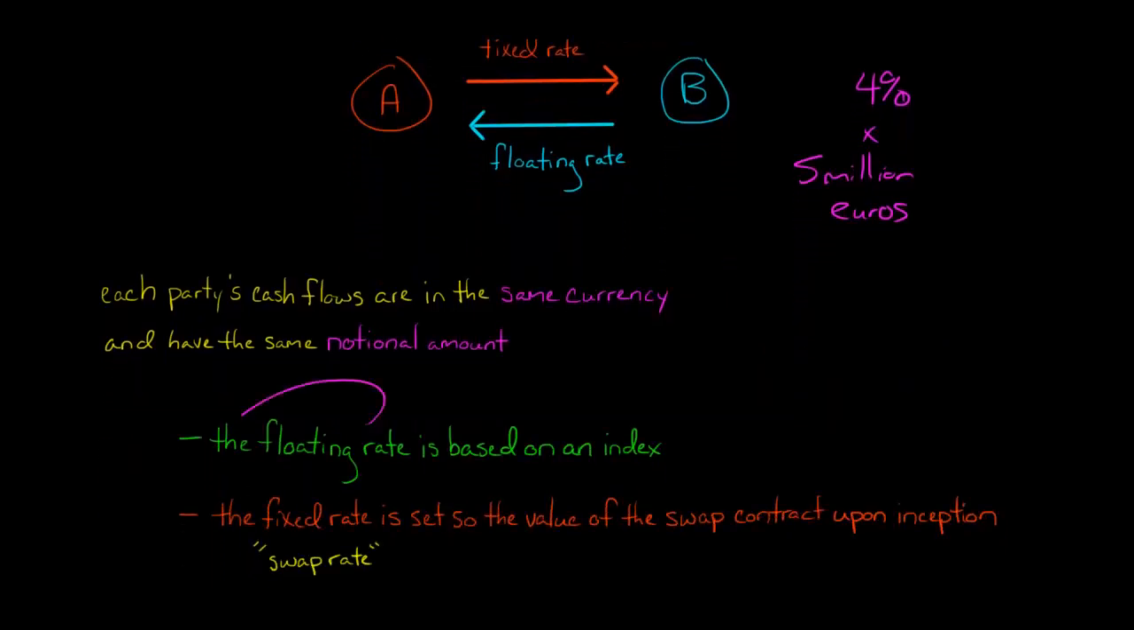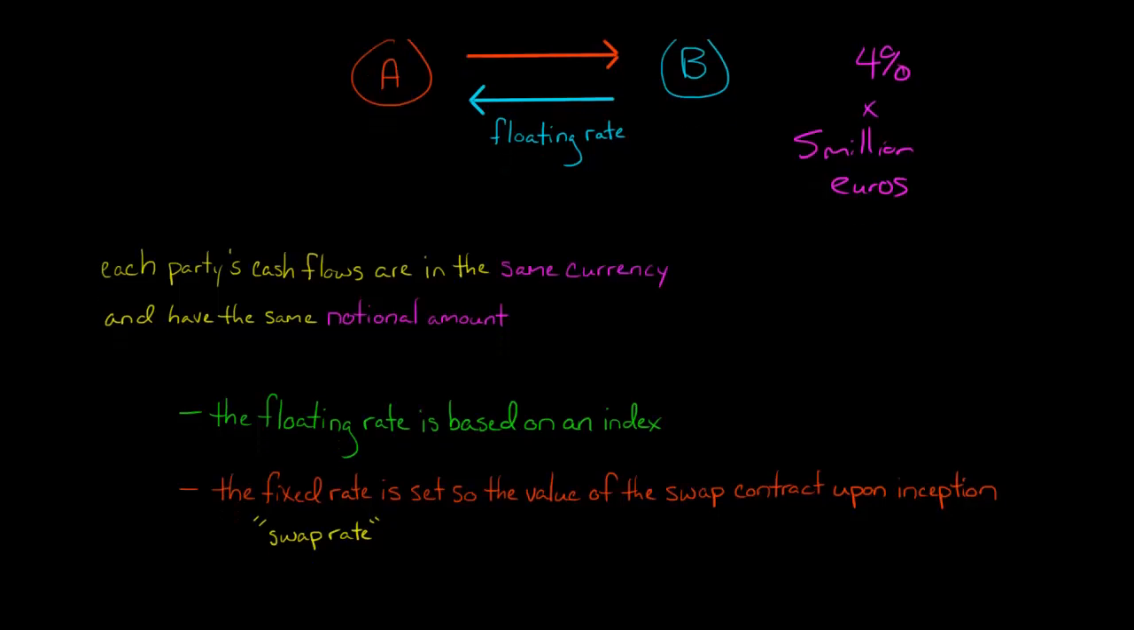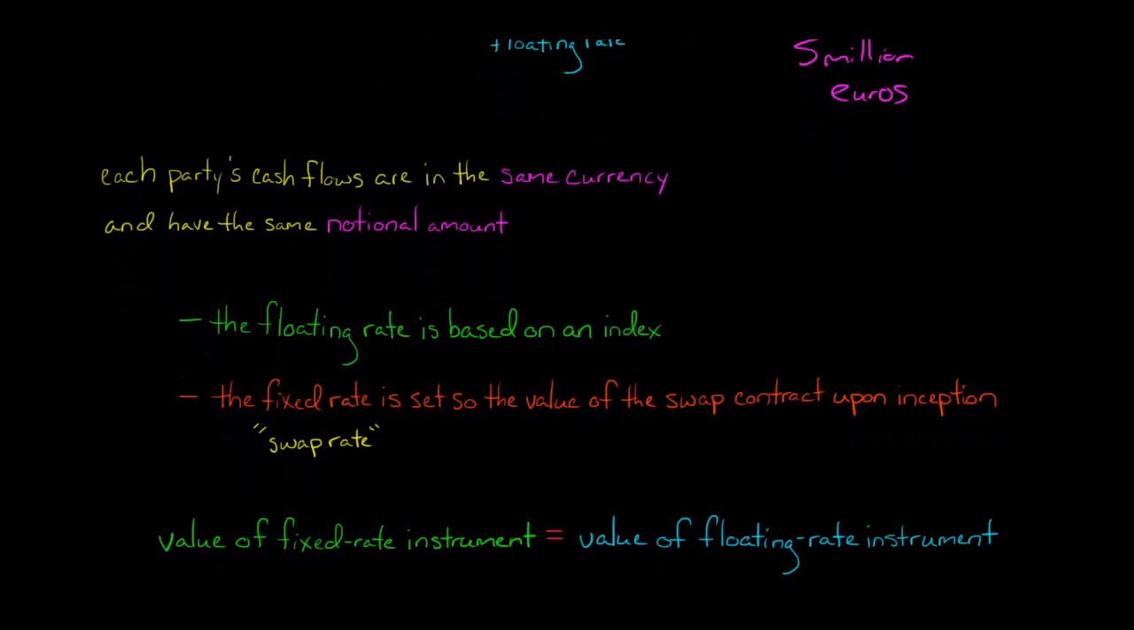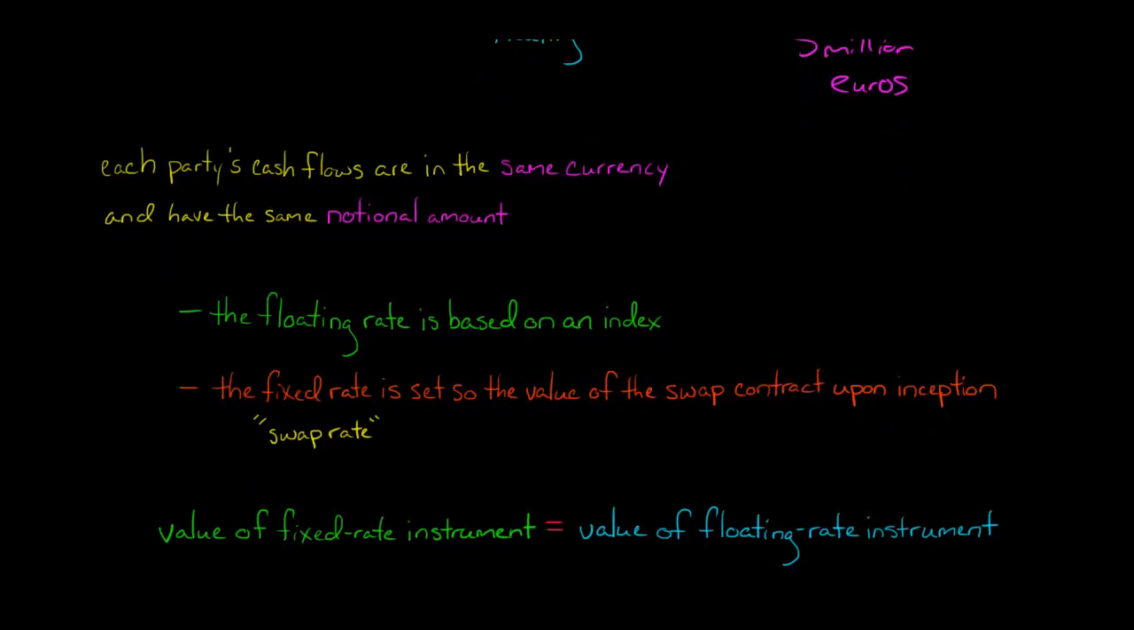Now, the floating rate is going to be based on an index, something like LIBOR. So it's going to float, it's going to change every period. It could change, let's say it's semi-annual or annual, whatever the terms of this swap agreement happen to be. Now, the fixed rate is going to be set so that the value of this swap contract is 0 upon the inception of the swap contract.